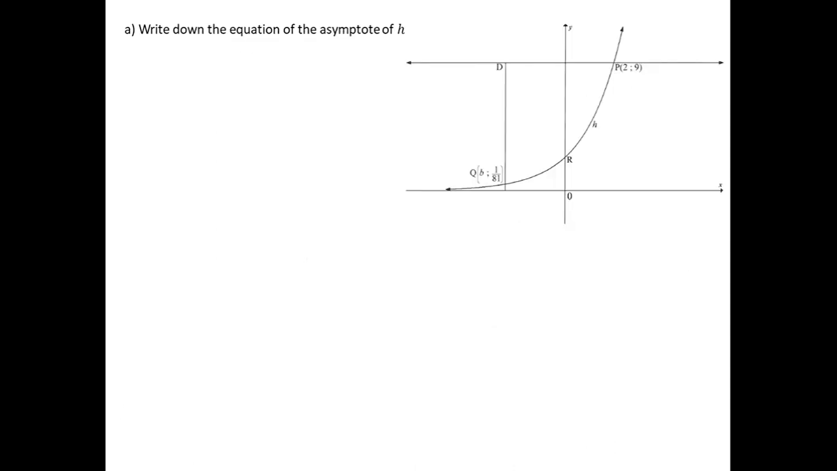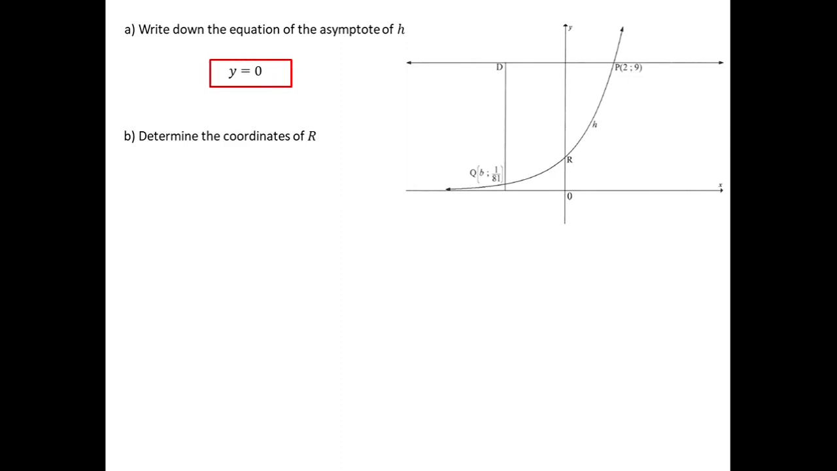So, here's question A. Write down the equation of the asymptote of h. Well, given that this is an exponential graph, its asymptote is going to be a horizontal line. And if you recall the format of the equation for this function, it was y equals a to the power of x, which means the asymptote must be at 0. And we can see that from the graph. The asymptote is at 0, so the equation of that asymptote will be y equals 0. Simple as that.